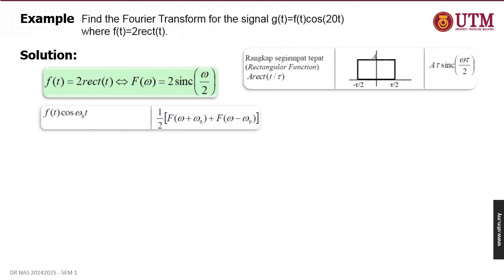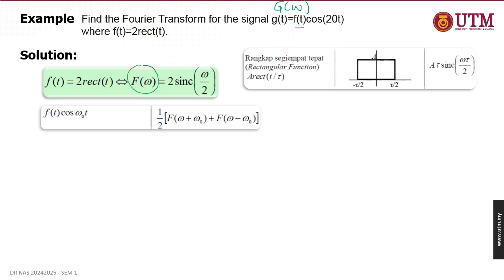Okay, let's look at the first example in modulation or frequency shift. Find the Fourier transform for the signal g(t), meaning that you need to get G(omega), given by this equation, where f(t) is given by 2 rect(t). Basically, when you have all the equations, you need to refer to the table. So f(t) will produce F(omega).